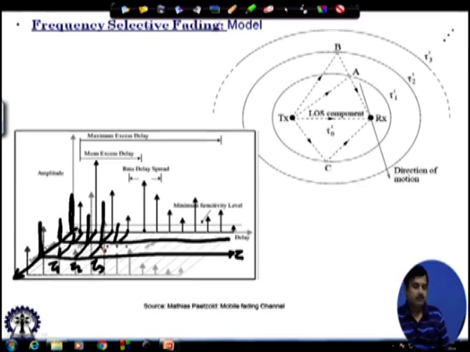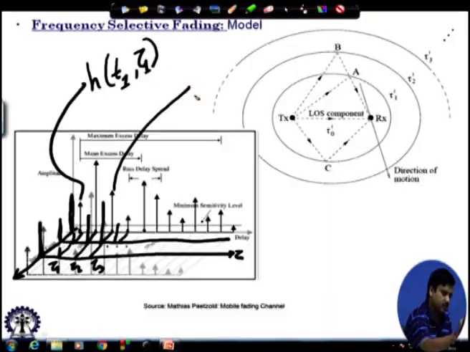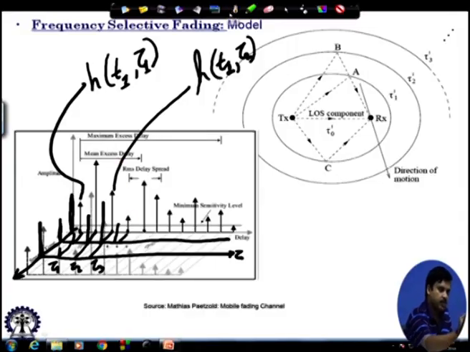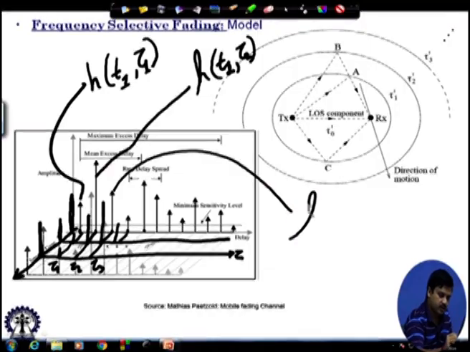Now, what we have is these values. This particular one is h of t1 comma tau 1. This corresponds to h of t2 comma tau 2. This corresponds to t1 comma tau 2. Sorry, I made a mistake, not this line. This line is supposed to be for this one. For this one, it is h of t1 comma tau 3.